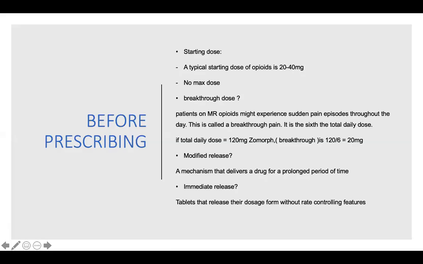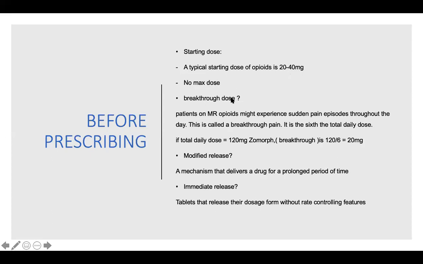Before prescribing any opioids, there are some important points. Starting dose, a typical starting dose of opioids is between 20 to 40 milligram. There's no max dose. That's why you gotta be very careful when converting and increasing the dose, because you don't want to cause any trouble like overdosing the patient.